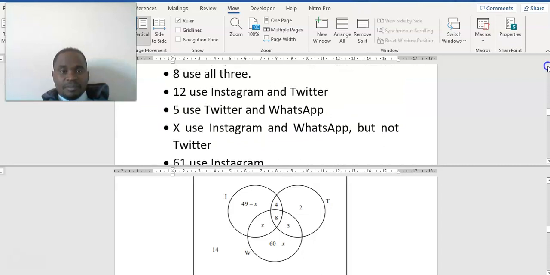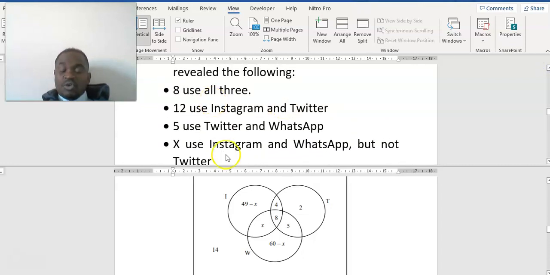The question says 8. So this time we have 3 Venn diagram, not like the first one, which was 2. So all of them must intersect. The first one for Instagram, Twitter, and this one is for those who use WhatsApp. Okay, so here we have 8 use all the 3. So here is 8 for all the 3. This one is for WhatsApp, Twitter, Instagram. So 8 use all the 3.